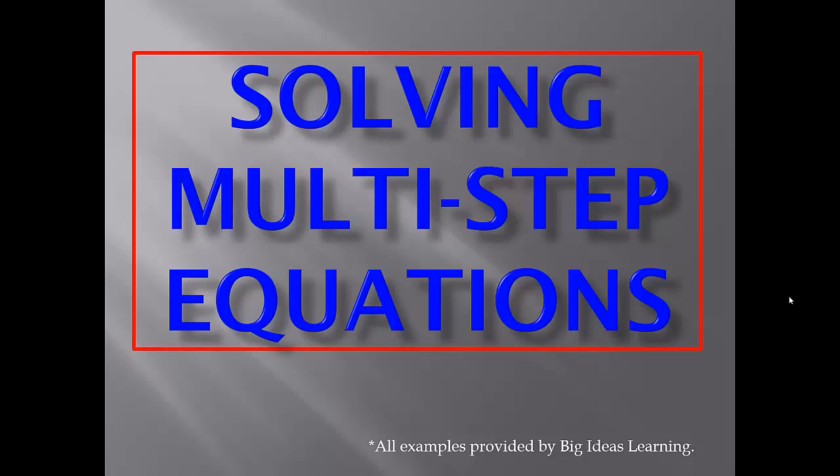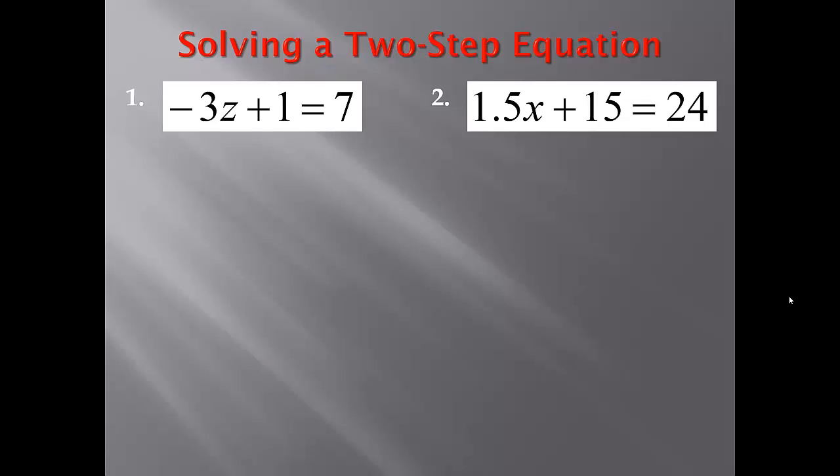Today's lesson is on solving multi-step equations. First, we're going to solve a two-step equation. So for number 1, we have negative 3z plus 1 equals 7. In our problem, we are adding 1. The opposite of adding 1 would be to subtract 1. So we're going to first start out by subtracting 1 from each side.